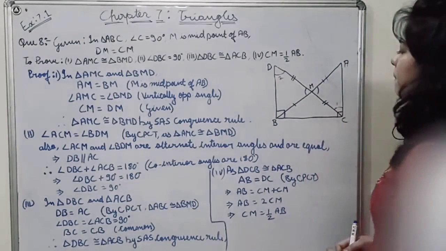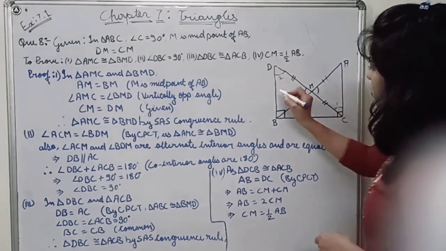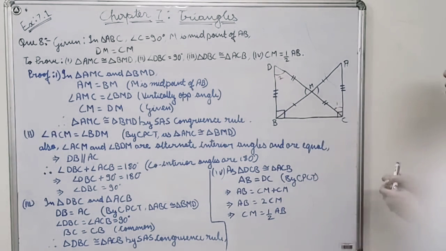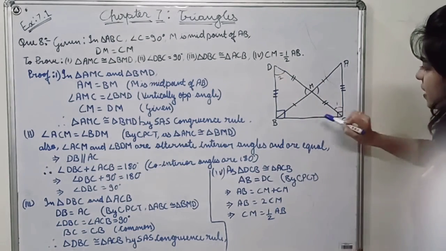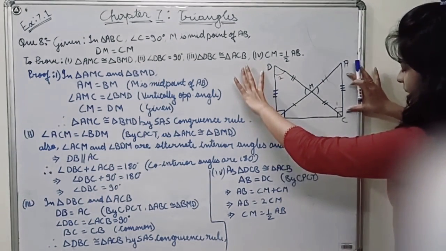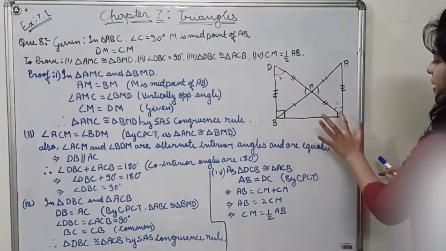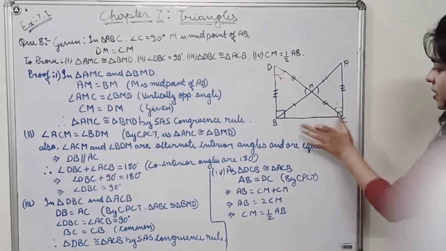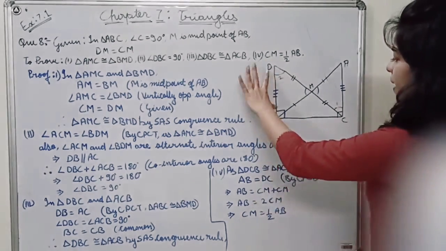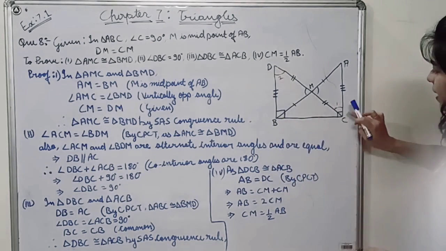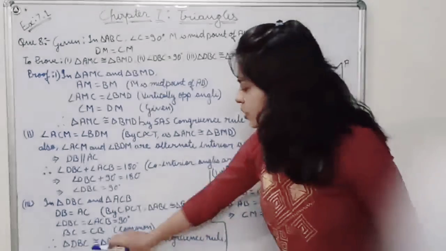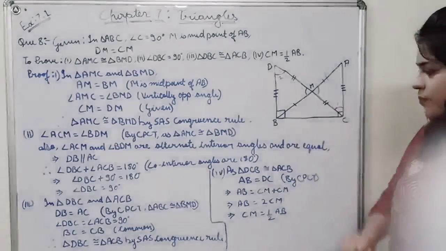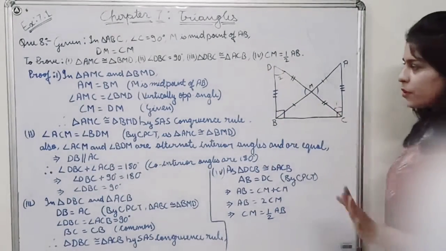So in triangle DBC and triangle ACB, DB is equal to AC by CPCT of these two triangles. This angle is 90 and this angle is 90. This was given and this we have proved, and BC and CB are common. So by the side angle side congruence rule, triangle DBC is congruent to triangle ACB. Third bit also proved.